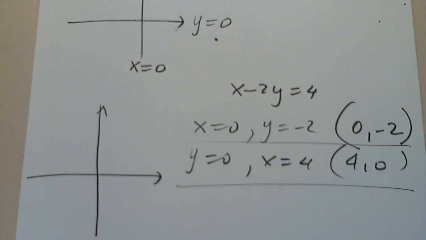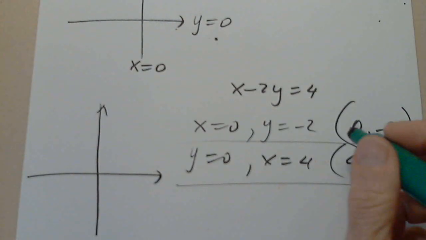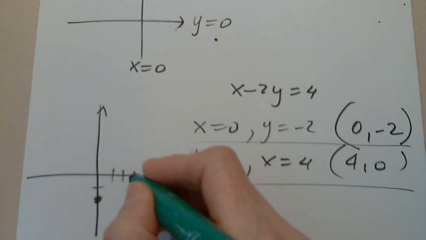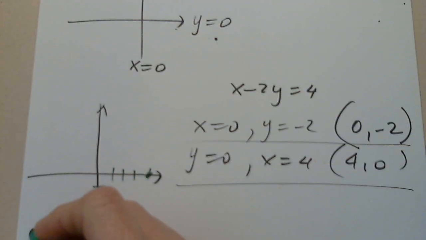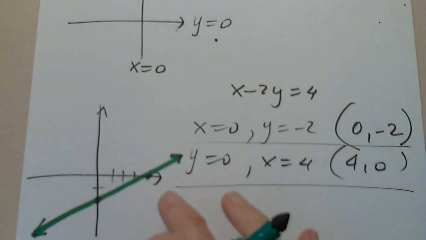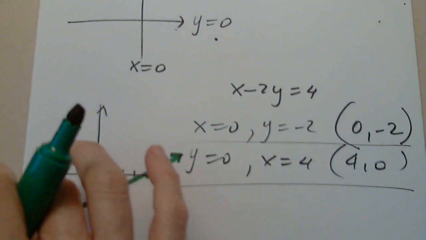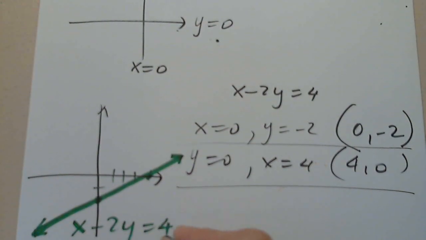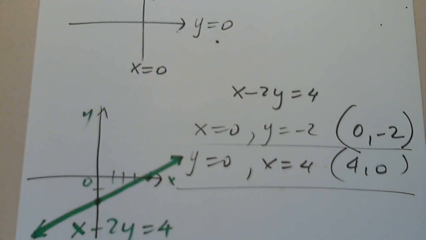Okay, now I'm ready to graph. I found the x and y intercepts. I have 0, negative 2, and I have 4, 0. Connect and extend the line, and you're done. Of course, you have to write the name somewhere. Above, below, left, right, it doesn't matter. It has to be there. x minus 2y equals 4. That's it. That's all you have to do. Do not waste your time solving for y. None of the above.